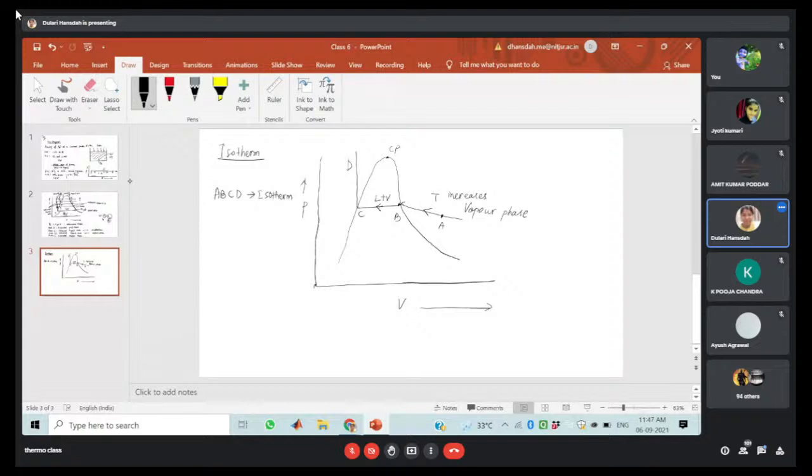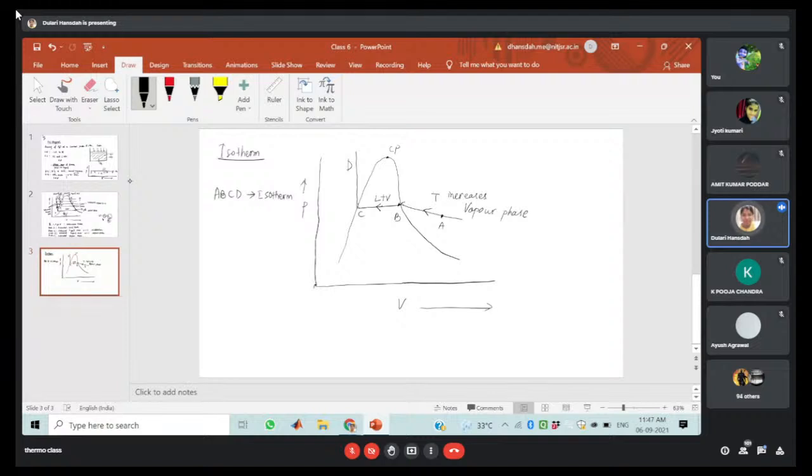Okay. So similarly, if you are increasing the temperature, what will happen? Your BC will decrease. BC will decrease. So when you are increasing the temperature, at a particular point the vapor will directly flash into the liquid without any liquid-vapor mixture. So that point is known as the critical point.